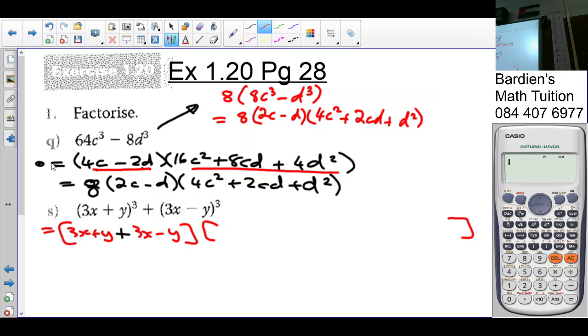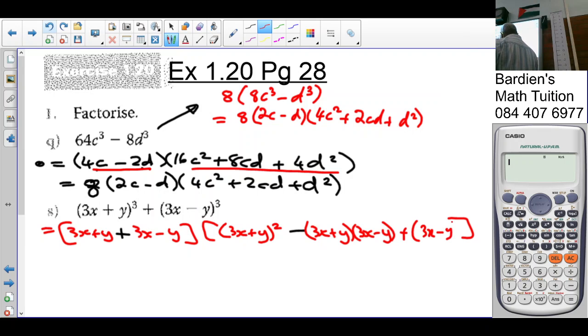So what we do, we square the first term. So it's going to be 3x plus y squared. So here's my plus, so they must go minus. The first term, which is 3x plus y, times the second term, which is 3x minus y. You all okay with that? 3x plus y, 3x minus y. Then take the last term and square it. So it's going to be 3x minus y squared. So what do we do now?